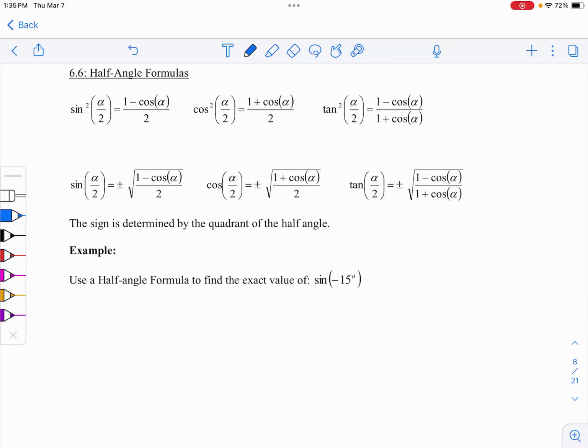These are actually a little more useful when we take a square root. And it's because, all right, the half angle formulas actually can determine our triangle or the individual angle. And this sign, notice all these have plus or minus, all right? That sign is determined by what quadrant the half angle is in. All right, so let's look at an example.